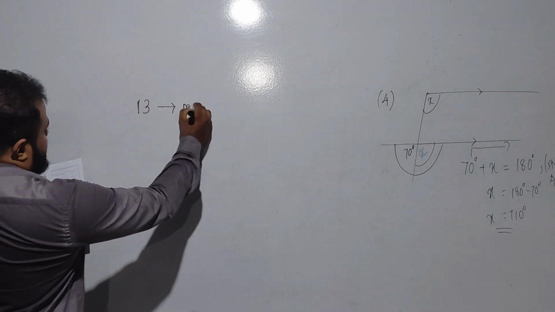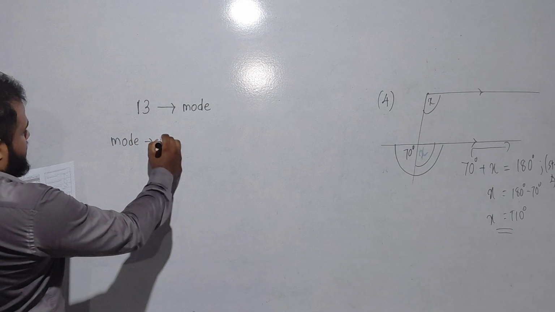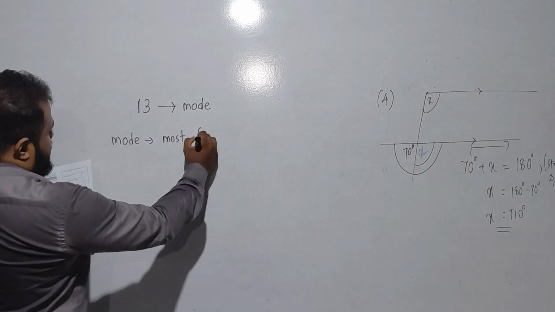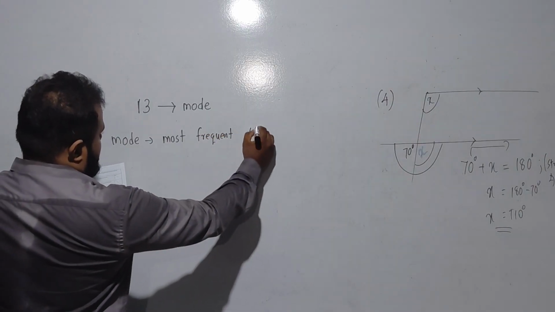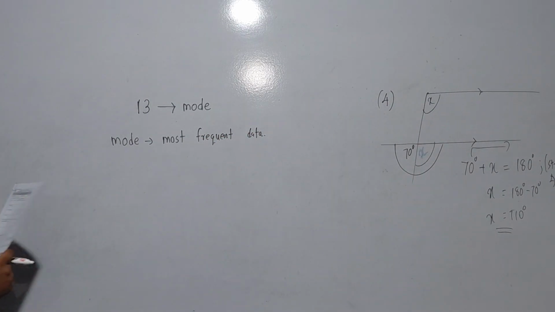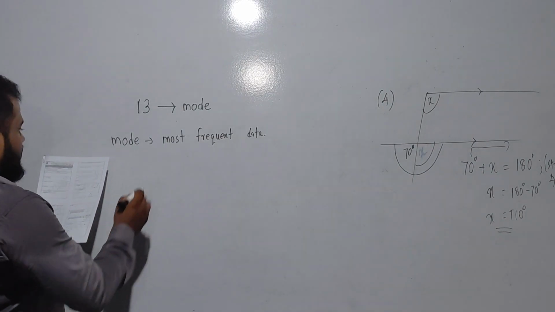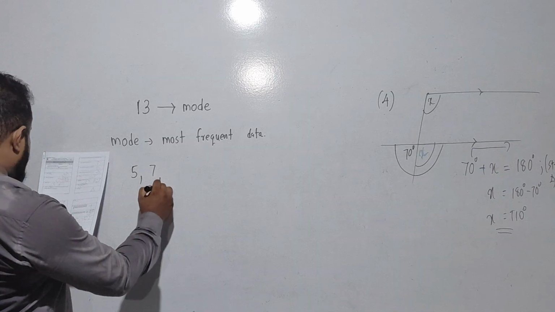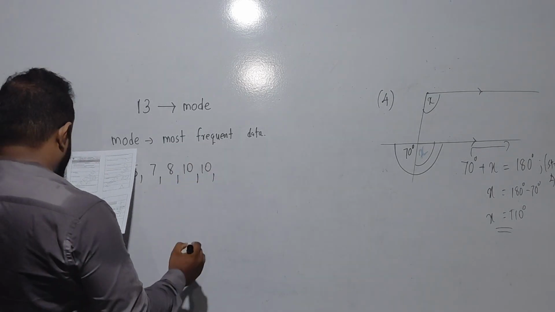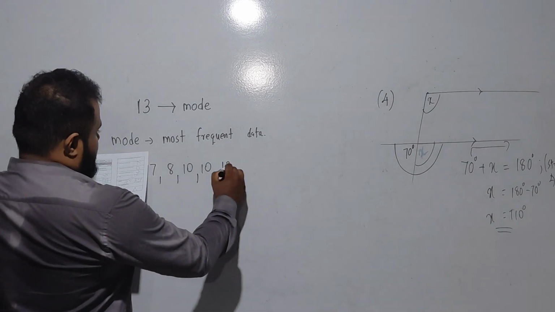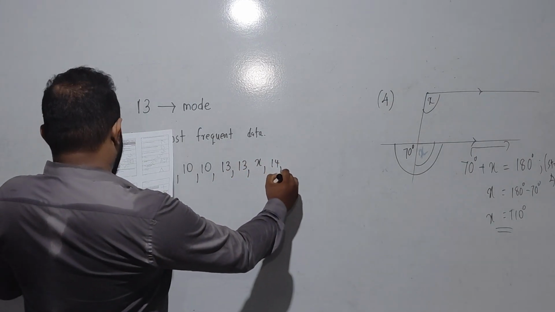13 is the mode. What is the meaning of mode? Mode means the most frequent data, the data we can find most of the times. So here: 5, 7, 8, 10, 10, 13, 13, x, 14, 17.